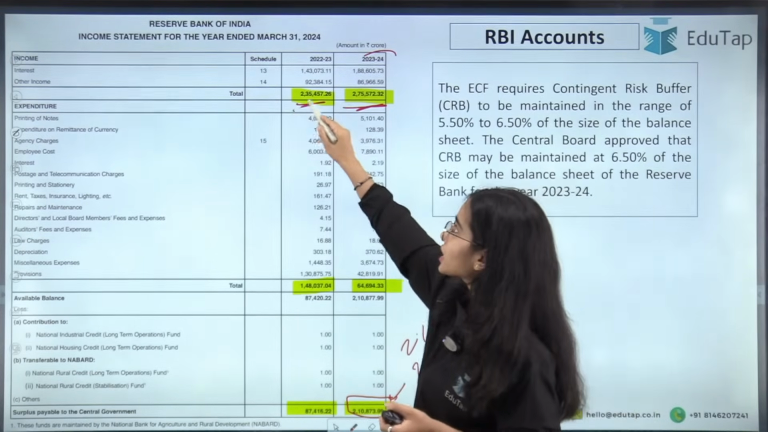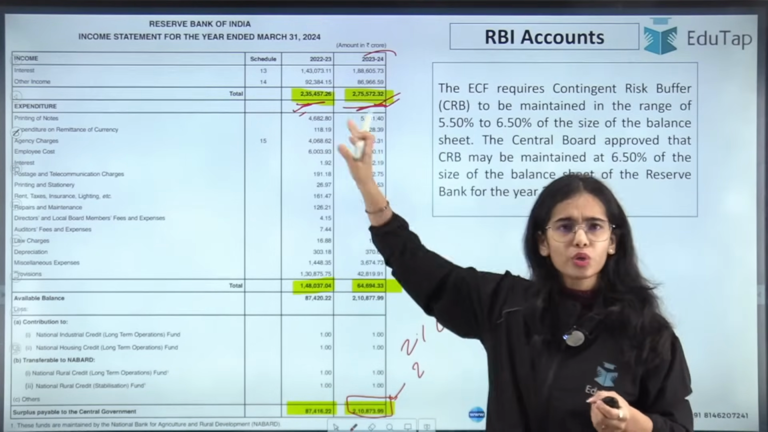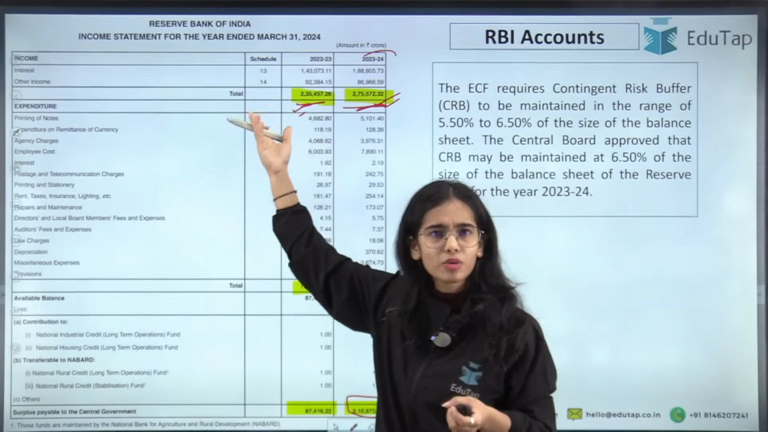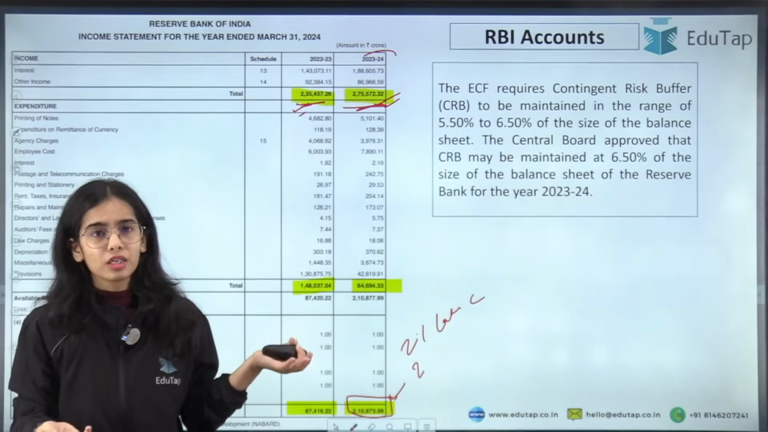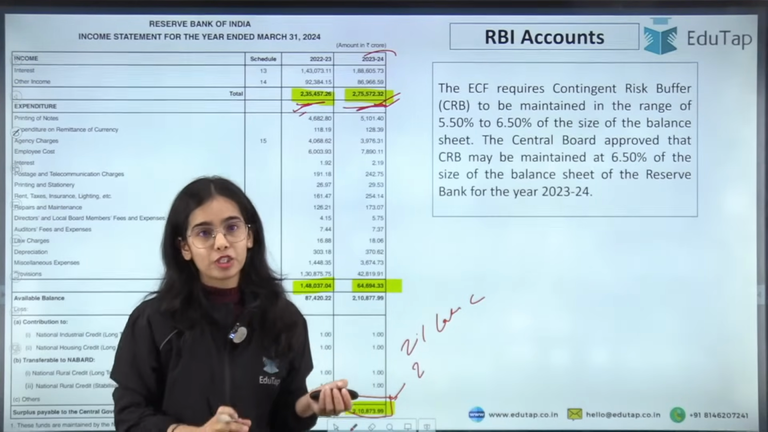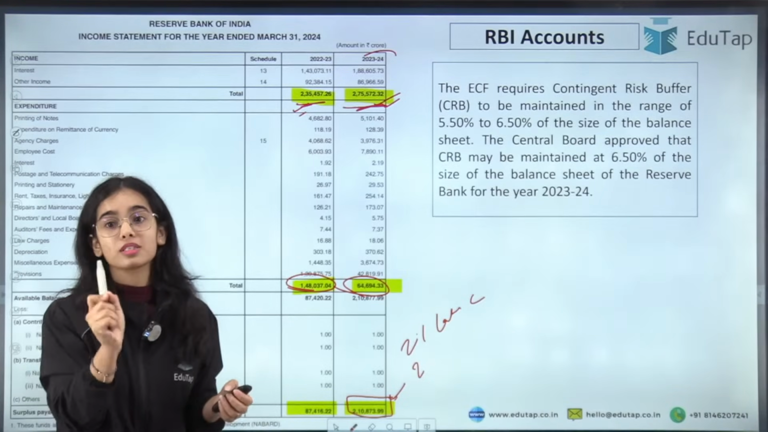If you see, 2,35,457 to 2,75,572. Not much difference. Only 40,000-something crores have changed. The difference is in the expenditure. The expenditure decreased by a lot for the Reserve Bank of India.